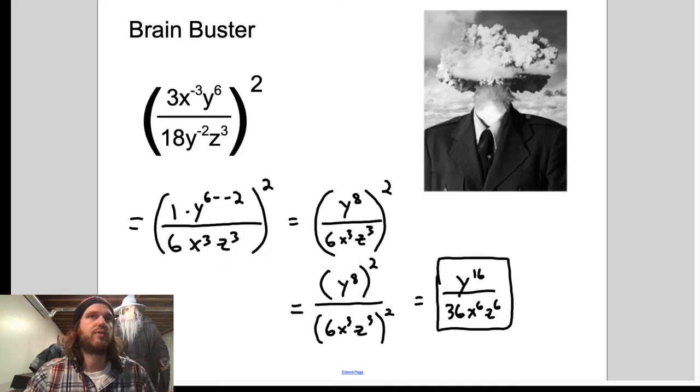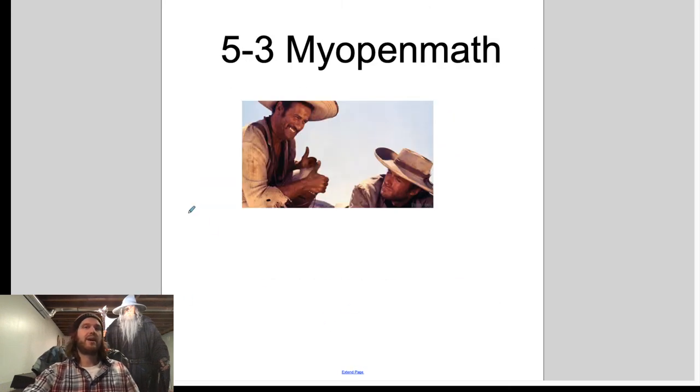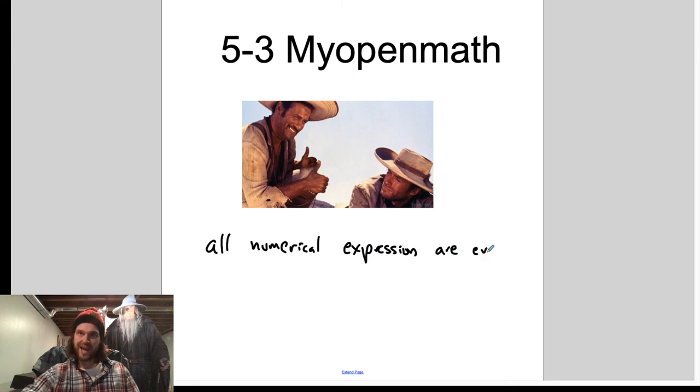One thing I want to say for sure. Your problem is not simplified until all numerical expressions are evaluated. What do I mean by that? If you are writing something and you have 3 squared, don't leave it as 3 squared. You need to turn that into 9. Okay, that needs to happen.